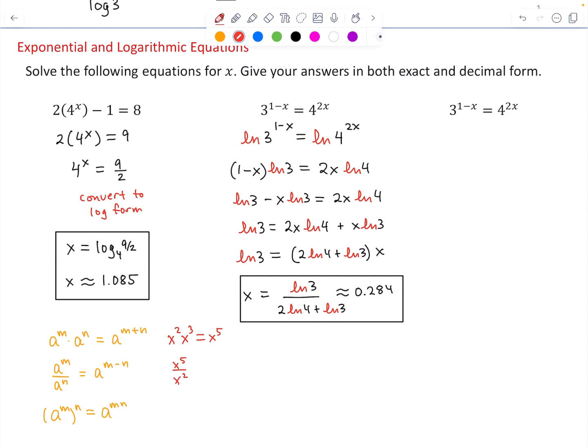X to the fifth divided by x squared would be x cubed. Subtract the powers. And x squared, and then you cube it, would become x to the sixth. Now I'm going to use these properties, but backwards.